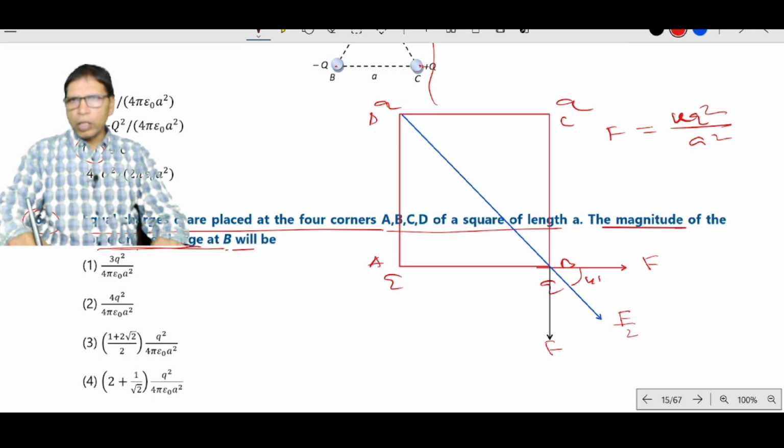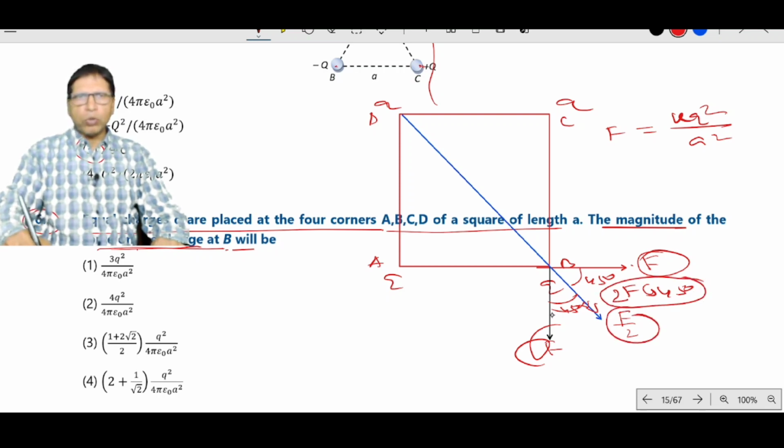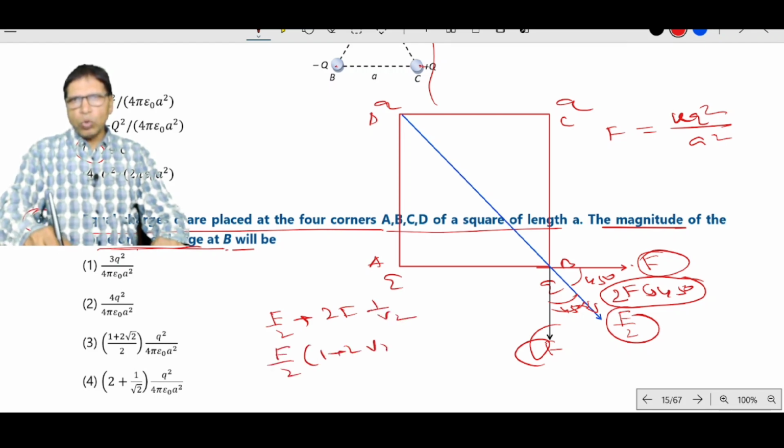This angle is 45 degrees. This angle is also 45 degrees. So the component of this force along this direction is F cos 45 degrees. The component of this force along this direction is also F cos 45 degrees. So the force along this direction is 2F cos 45 degrees plus F by 2. So the net force is F by 2 plus 2F into 1 by root 2. Now F by 2 equals 1 plus 2 root 2.